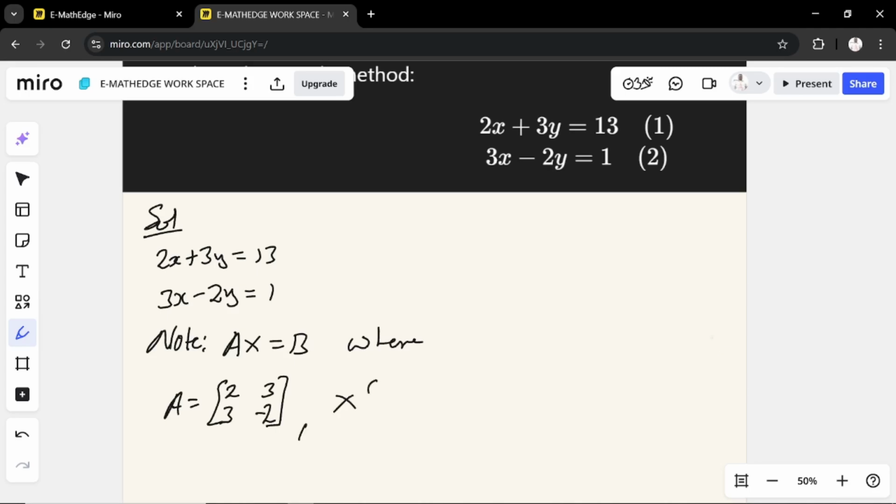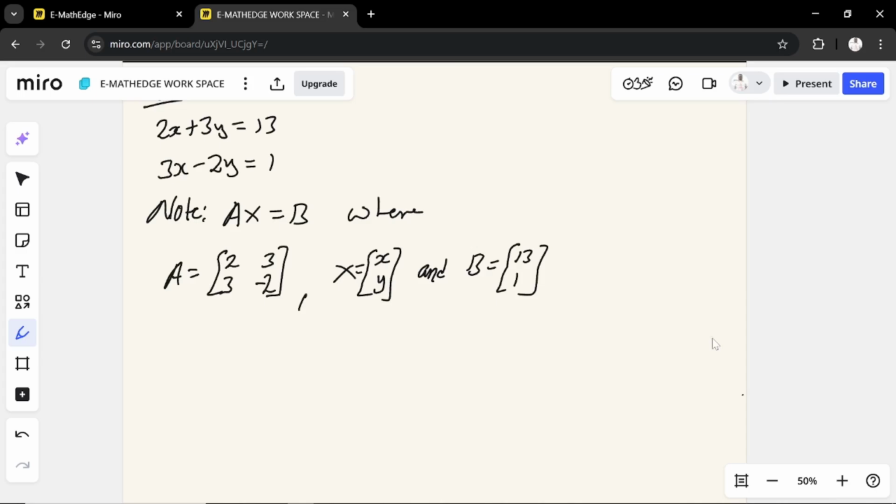Matrix X is going to be the variables which we are looking for, x and y, in vertical form. And matrix B is going to be a matrix containing the constants on the right hand side, which is 13 and 1.